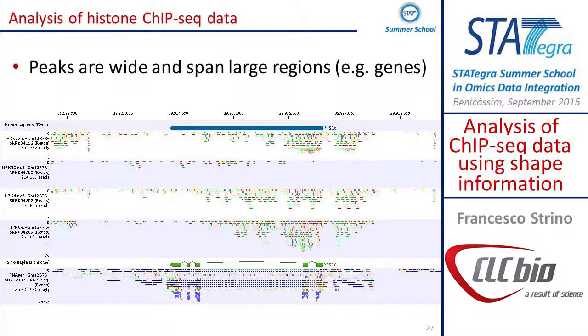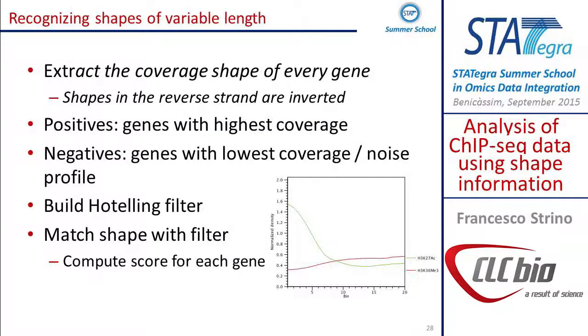And so the next thing we were working on was to look at histone ChIP-seq data. And as we were saying before, for histones, peaks are wide and they do span a large region. So for example, in this case, it was a gene. So we can't really do that same peak trick because we would get a lot of very small peaks, about 150 to 100 base pairs. So we wanted to use exactly the same approach, but just tweak it for having large shapes.